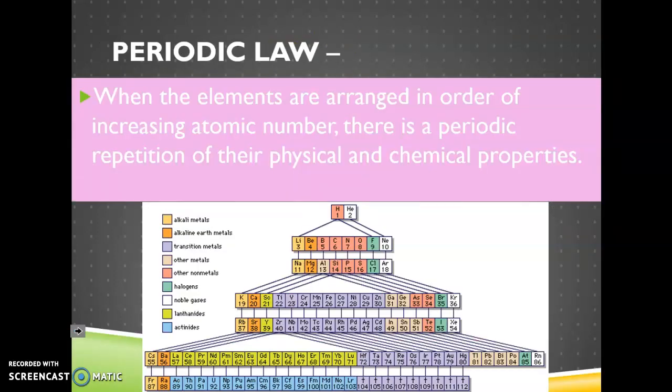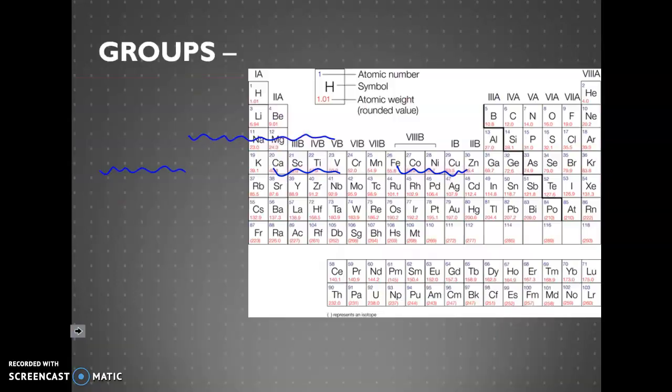Another thing we're going to look at is something called periodic law. The periodic law is something that explains why there are so many patterns on the periodic table. When we arrange them according to the atomic number, what we see is a repetition of physical and chemical properties. Isn't that just something? The periodic table is organized so nice and neat.